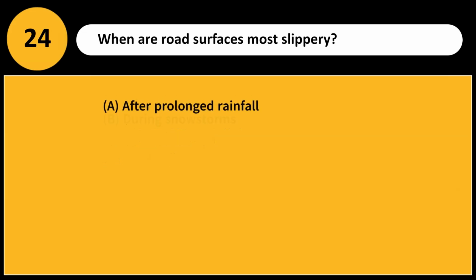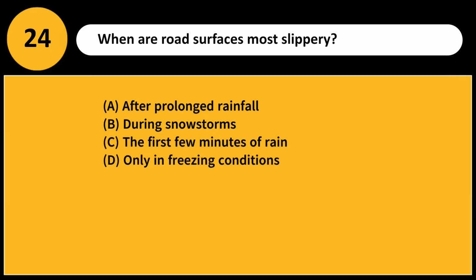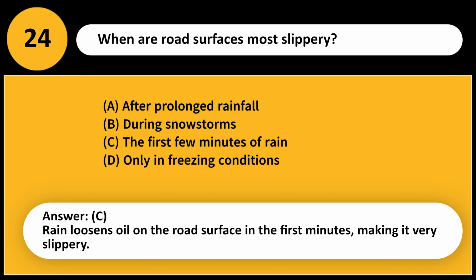When are road surfaces most slippery? A. After prolonged rainfall. B. During snowstorms. C. The first few minutes of rain. D. Only in freezing conditions. Answer, C. Rain loosens oil on the road surface in the first minutes, making it very slippery.